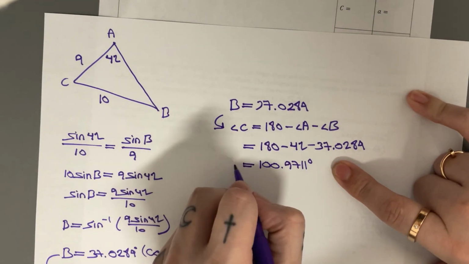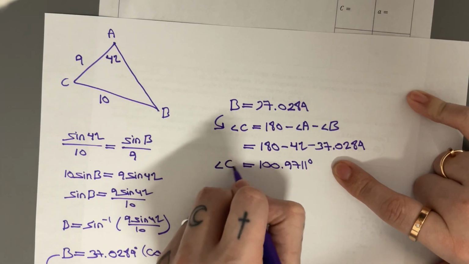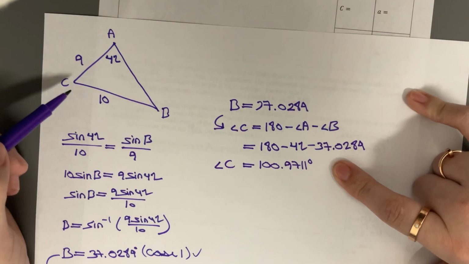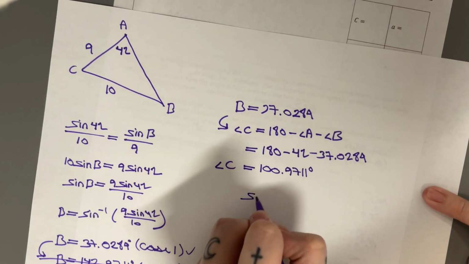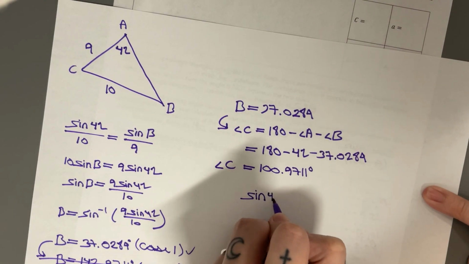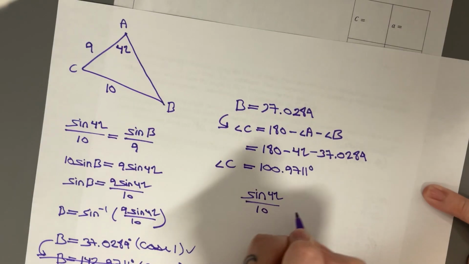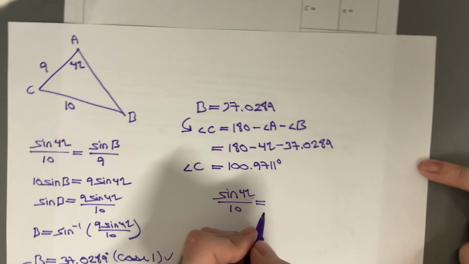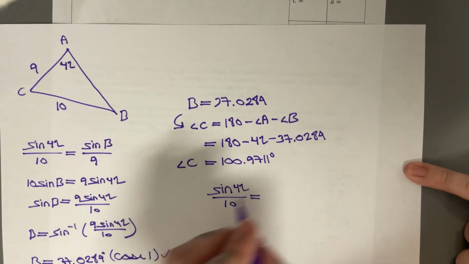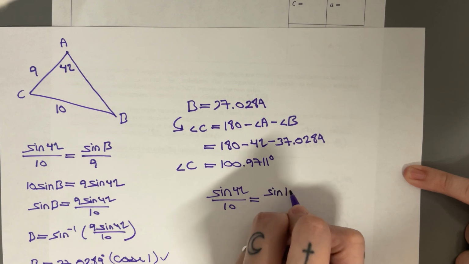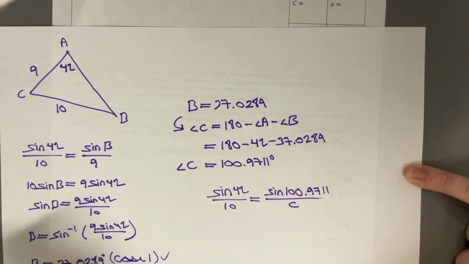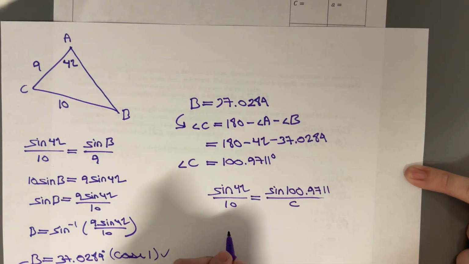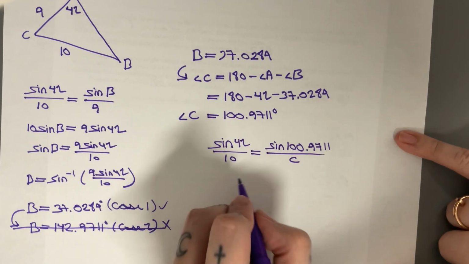Hello. Okay, so we found angle C. So now I need to find side C. I'm going to go back and do law of sines. So sine 42 over 10 is going to be equal to sine 100.9711 over side C. So you're going to cross multiply and divide, of course, just as you would before.